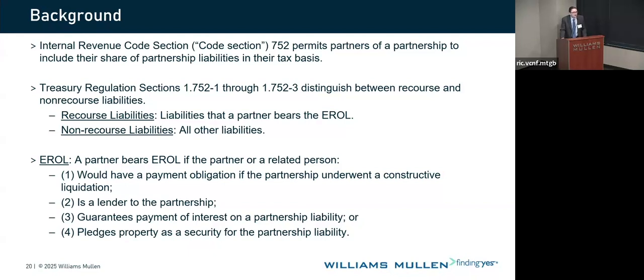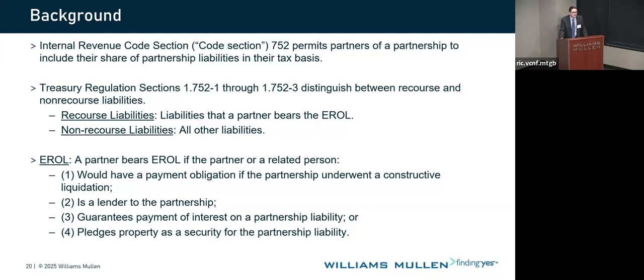So the corresponding Treasury regulations of 1.752-1 through 3 give us two different types of liabilities. And these are probably as simple as definitions as you'll get with any tax code. Basically, you have liabilities that a partner bears the economic risk of loss. Those are recourse liabilities. And then pretty much anything else is what they say is a non-recourse liability.